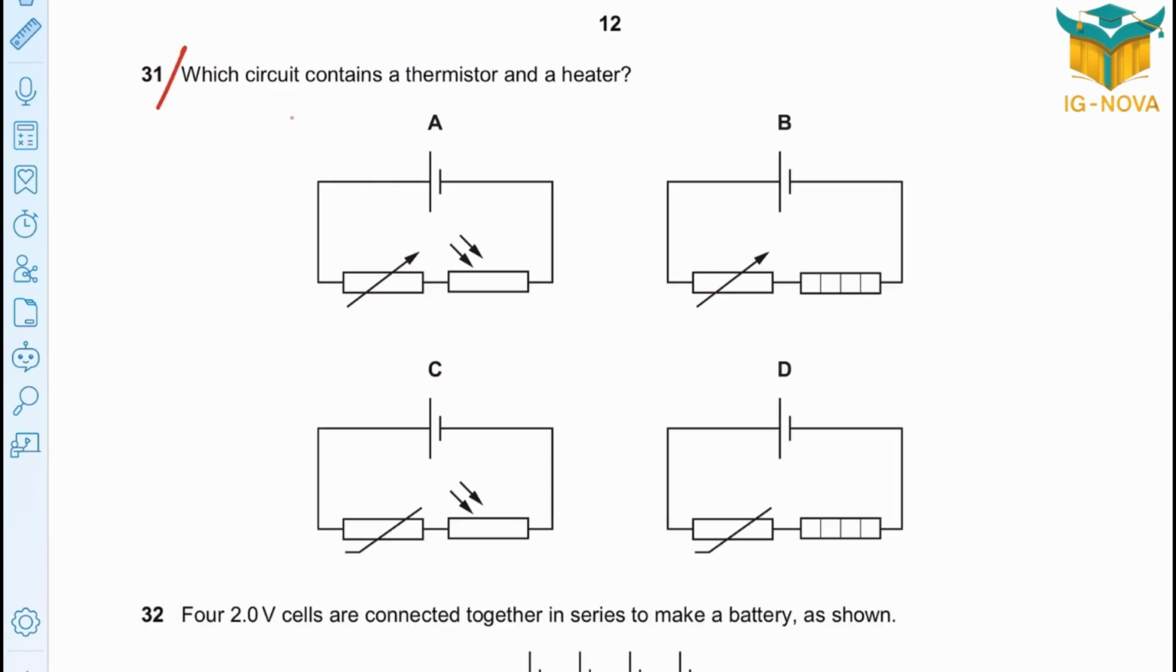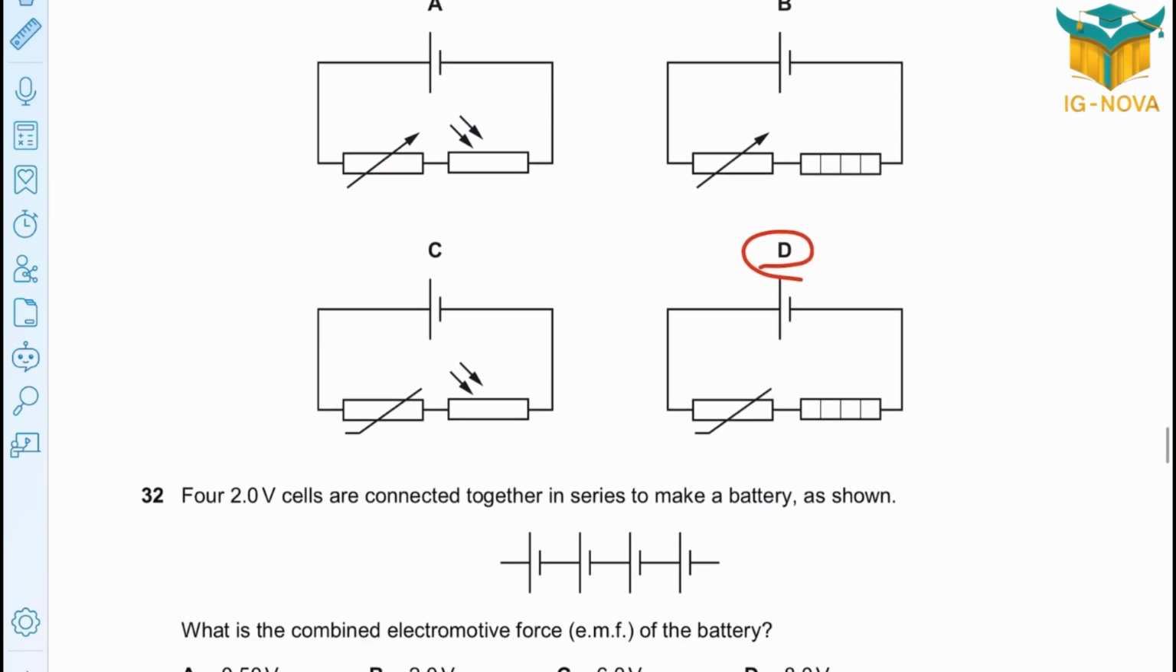Question 31. Which circuit contains a thermistor and heater? Is it A, B, C, or D? From the first log, it's D. Question 32.